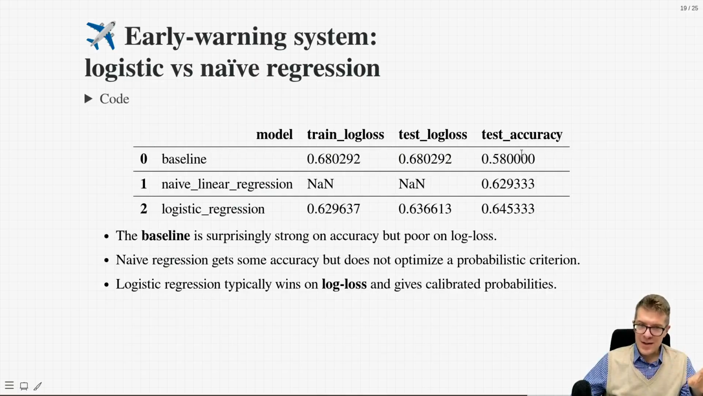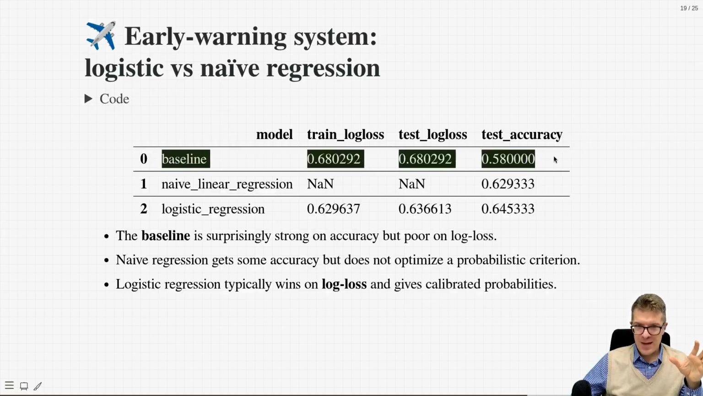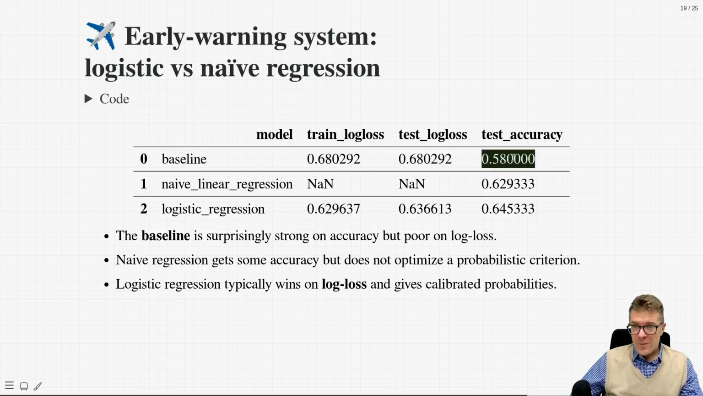So here is the outcome, which you'll see yourself when you run this code. This is our super simple baseline that merely predicts the probability of a failure given the raw probabilities of the labels in our training data. On testing data, it gets an accuracy of about 58%. And this is the lowest of the three models we'll compare.